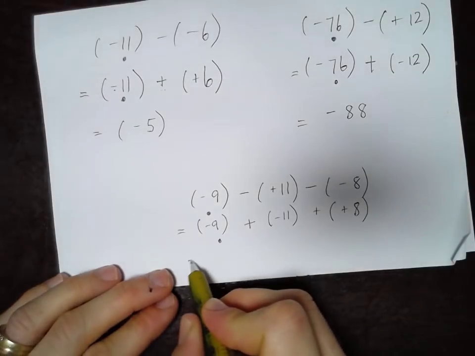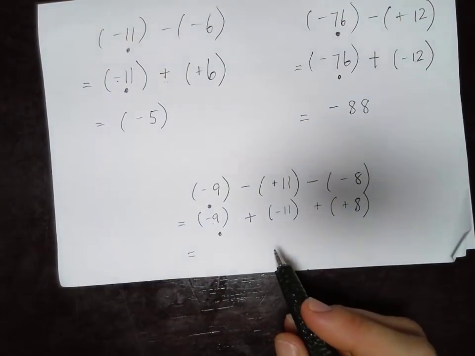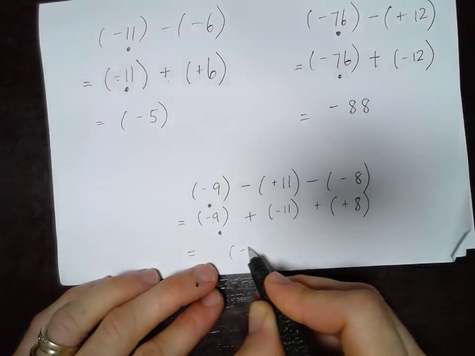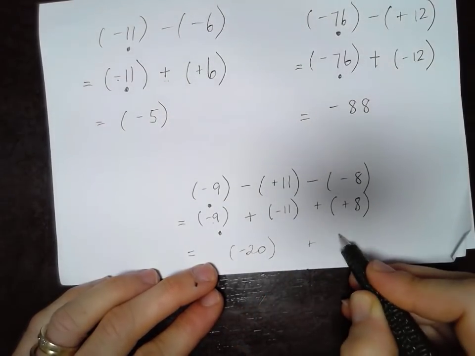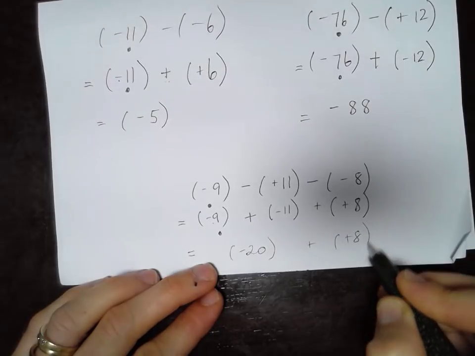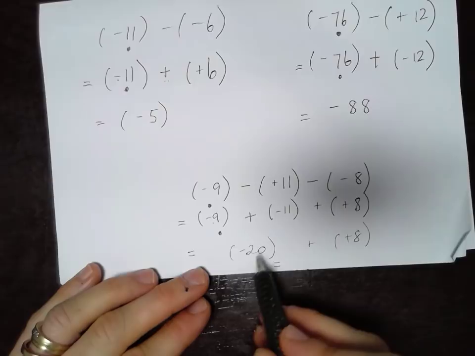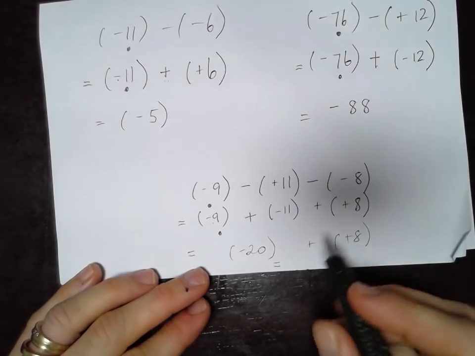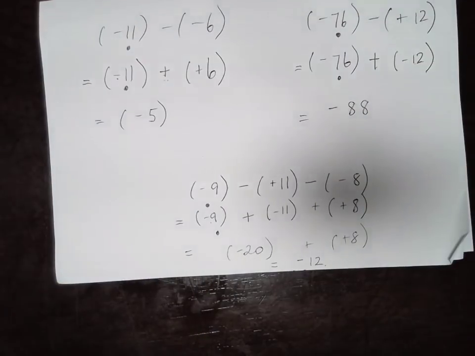So start at -9 and go another 11 places to the left. That gets me to -20. Plus +8 is the rest of our question. -20 plus +8, start at -20 and go 8 places to the right. -12 is our answer. Thank you.